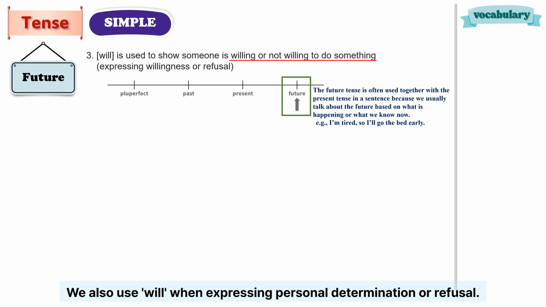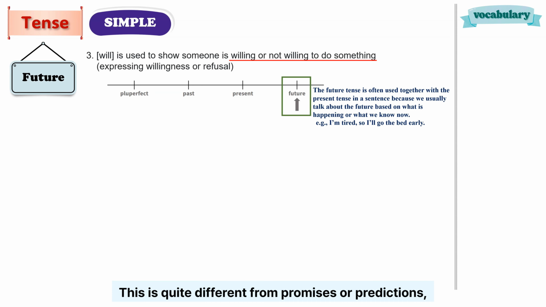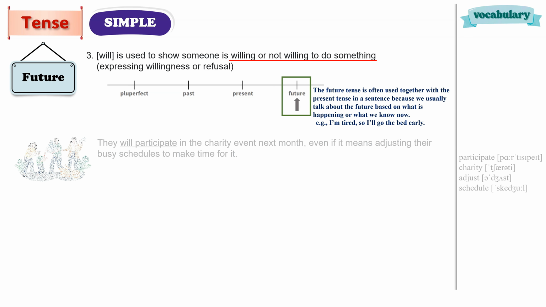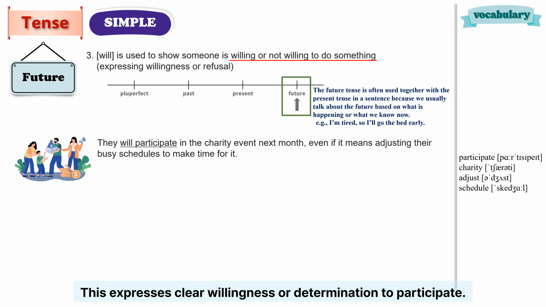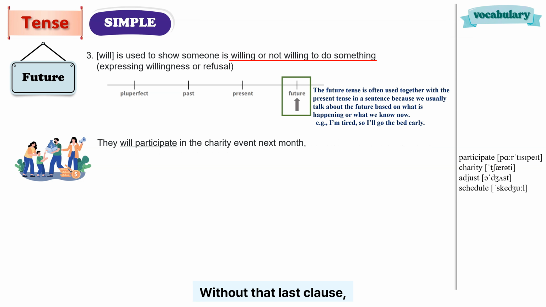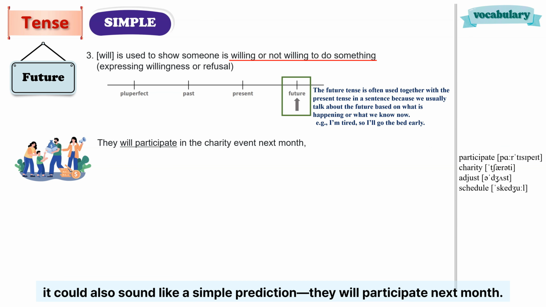We also use will when expressing personal determination or refusal. This is quite different from promises or predictions, and it's very important for reading comprehension. Let's look at the examples. They will take part in next month's charity event, even if it means rearranging their busy schedules to make time. This expresses clear willingness or determination to participate. Without that last clause, it could also sound like a simple prediction.